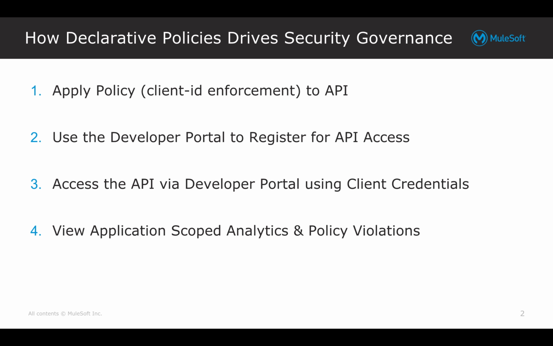To show this capability, we're going to use API Manager to apply a policy, client ID enforcement, to an API. We're going to put on our developer hat, and from a consumption standpoint, we're going to use the developer portal to create an application definition and register for access to an API. Upon being granted those client credentials, we're going to access the API using those credentials in the developer portal to show the enforcement of the client ID policy. And then we're going to view the application scope analytics and policy violations in the analytics dashboard.